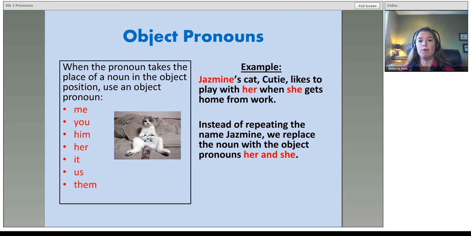Here's a couple more examples. Jasmine's cat, Cutie, likes to play with her when she gets home from work. Think about not using pronouns in this case. Jasmine's cat, Cutie, likes to play with Jasmine when Jasmine gets home from work. We try to avoid repeating the same word over and over again in one sentence, and so that's why pronouns are so great.